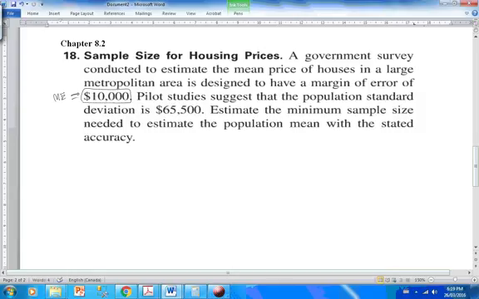That is to be obtained, and then pilot studies suggest that the population standard deviation is 65,500. So this value is the population standard deviation sigma. Estimate the minimum sample size needed to estimate the population mean with the stated accuracy. With the stated accuracy means with this above margin of error.